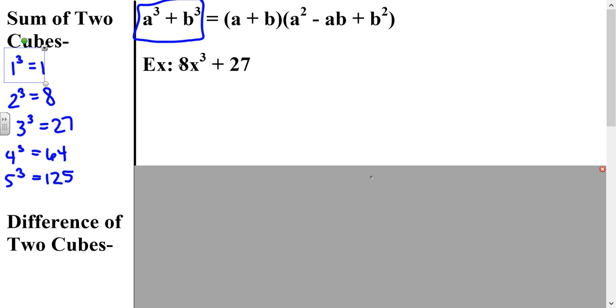Now supposedly this is a cubed, so I need to figure out what just a is. In order to do that, I have to take the cube root. If you don't know how to take the cube root of a number in your calculator, please come see me so I can show you how to do that, because you will need to know how.